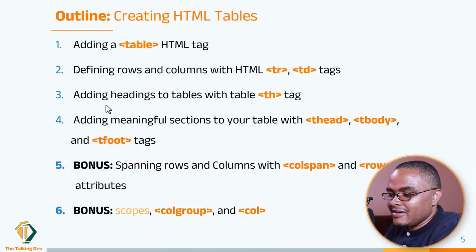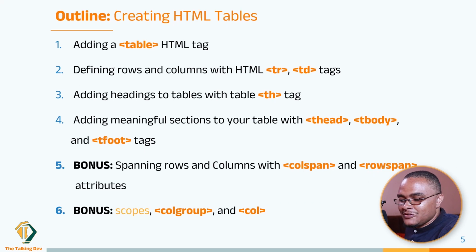We are going to learn how to add a table tag in our HTML pages. We follow through by looking into how to define tables using table rows and table data. Then I will introduce a little bit of complexity by adding table headers to our tables. And then we continue with that complexity because we are going to add a little bit of structure into our tables. We are going to use table head, table body, and then we are going to add at the end the table foot.